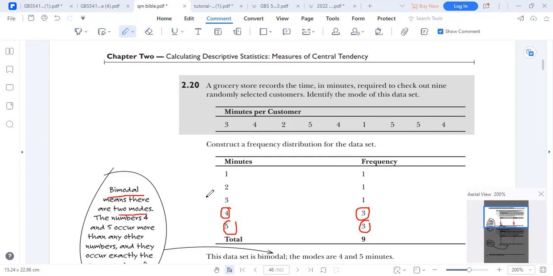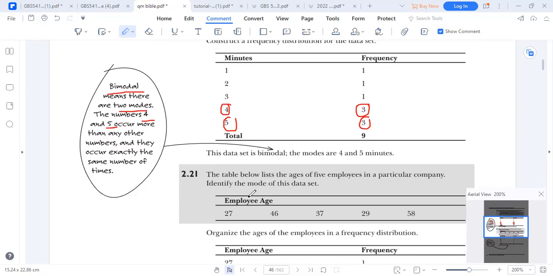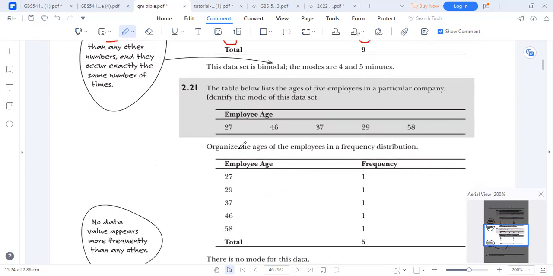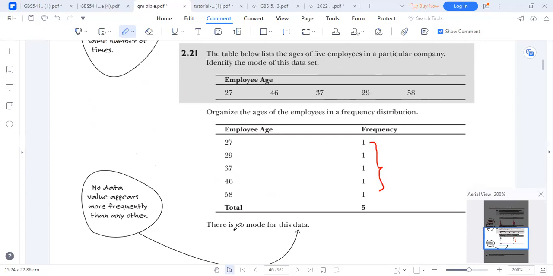If there are more than 2, we call it a multimodal frequency. So it's a bimodal frequency. Values 4 and 5 will occur more than any other numbers. There are times where everything appears once. In this case, we'll say there's no mode at all. No value, no mode. Nothing supersedes the others. That is what we call the mode.